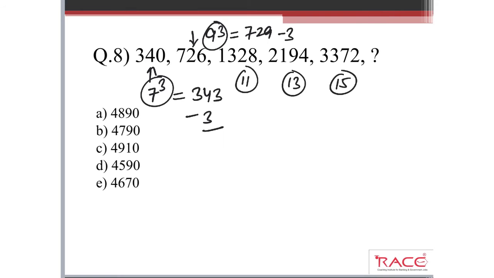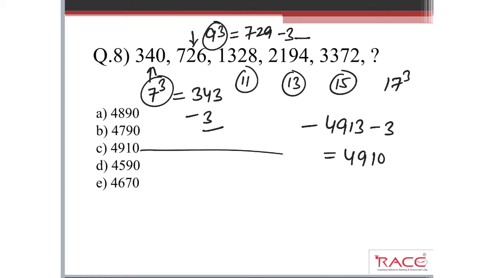The difference is the same in every case. So next will be 17 cube. For that you must learn all the cube values. Okay, so 17 cube is 4913 minus 3, it will give us 4910. So what is our answer? Option C. Okay, so some number series are based on cube values or square values or cube root or square root. So you have to find it out. Okay, so this question is based on cube values. Okay, so C is our answer.